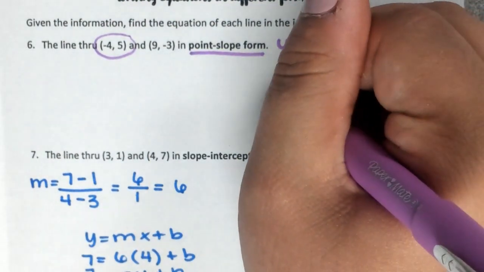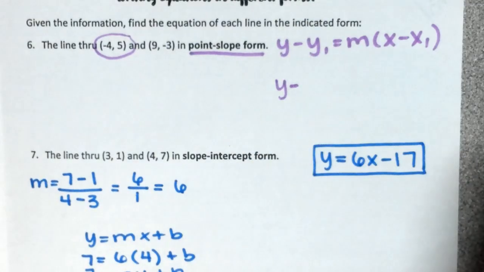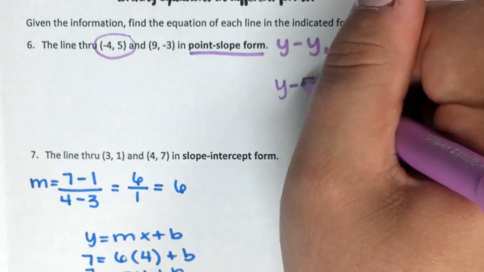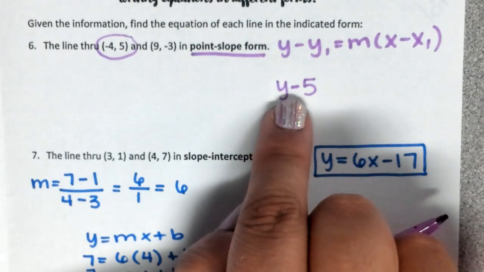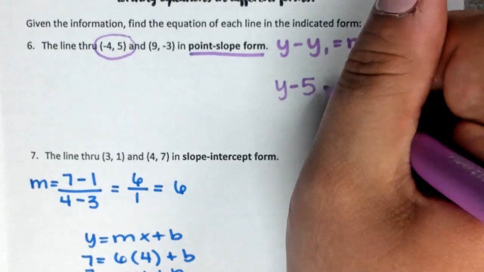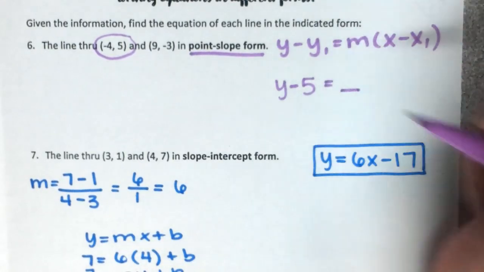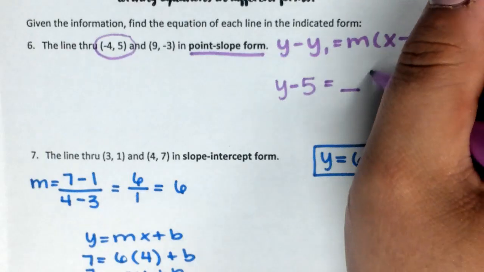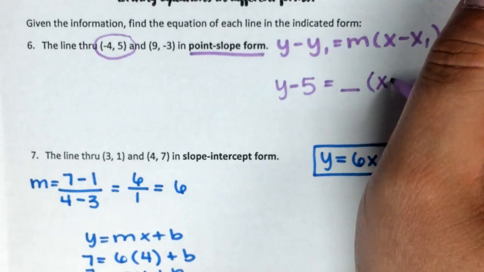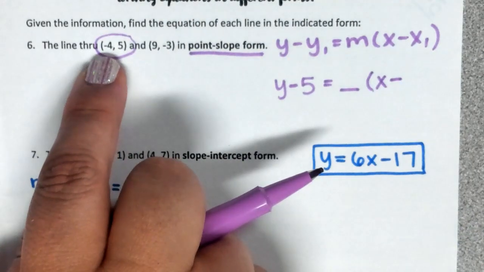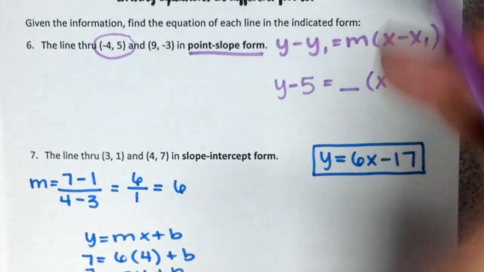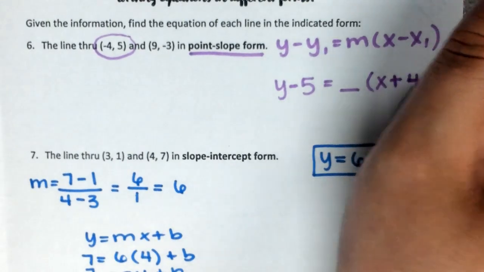So I'm going to do y minus, what's my y? 5. So it's positive 5 there. It's going to be -5 here. Equals, do I know my m? No. Oh, we got to find that. X minus, it's -4 here, so what should it be here? It should actually be plus 4 there.